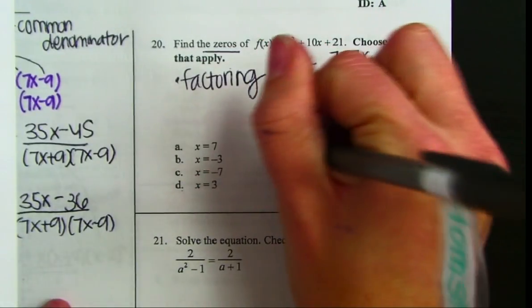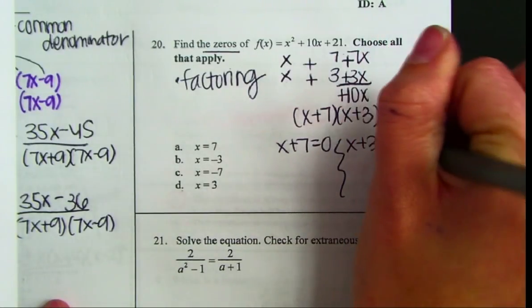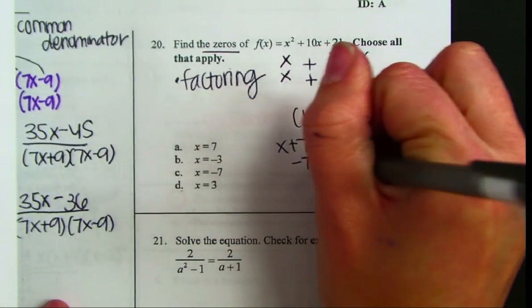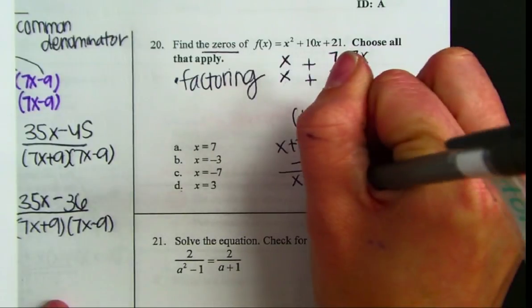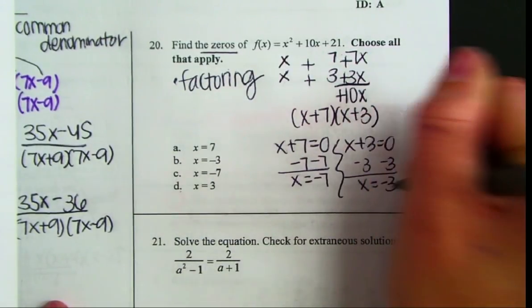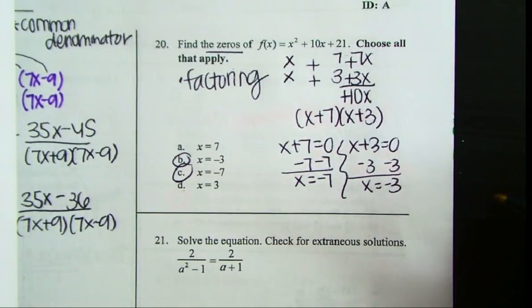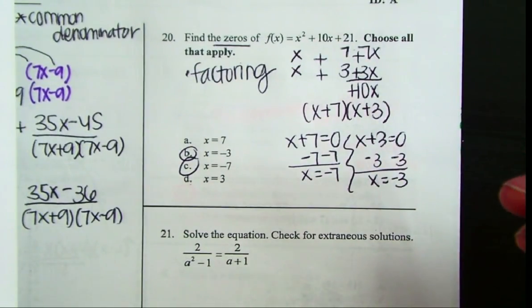So I'm going to take each one of these factors and set them equal to 0. So I get x equals negative 3, x equals negative 7.